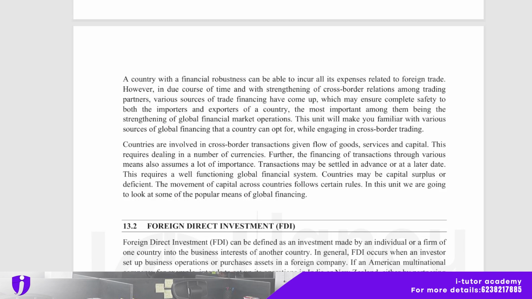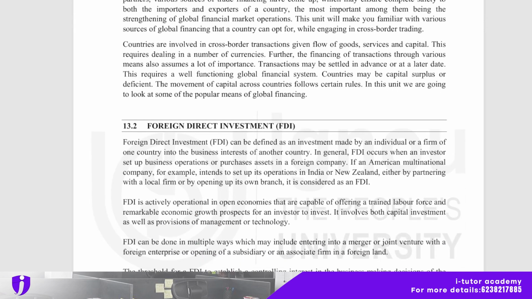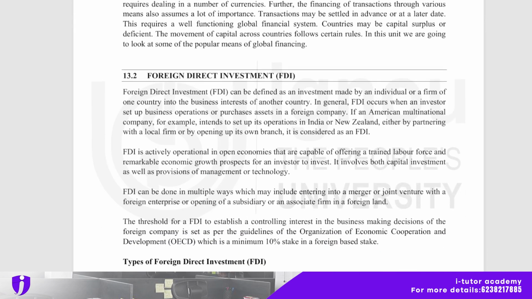However, in due course of time and with the strengthening of cross-border relations among trading partners, various sources of trade financing have come up which may ensure complete safety to both the importers and exporters of a country. The most important among them is the strengthening of global financial market operations. This unit will make you familiar with various sources of global financing that a country can opt for while engaging in cross-border trading.